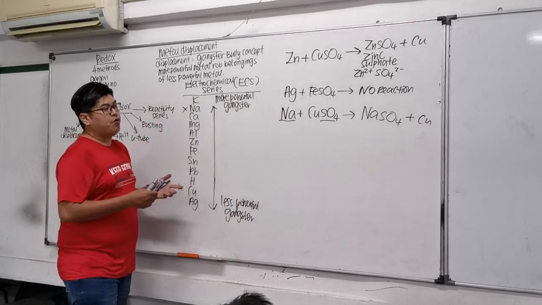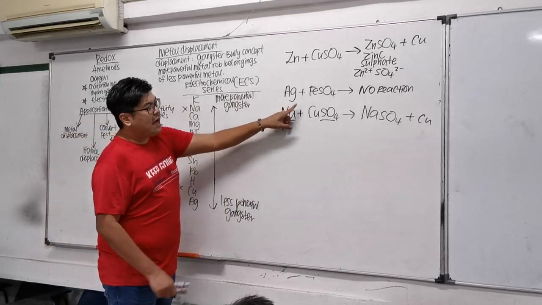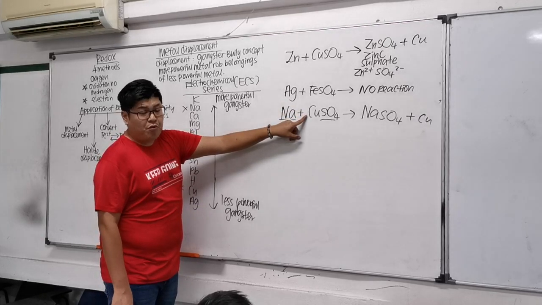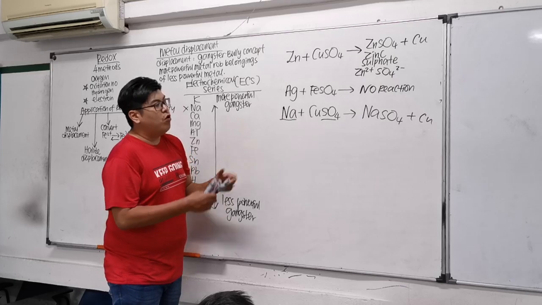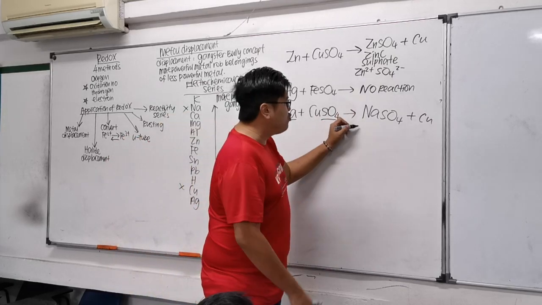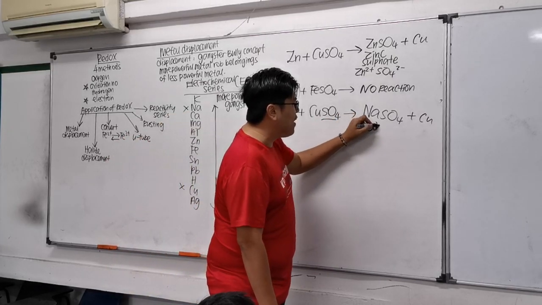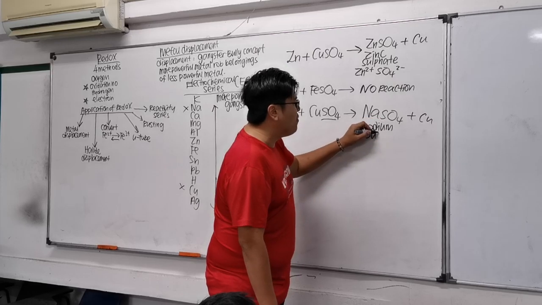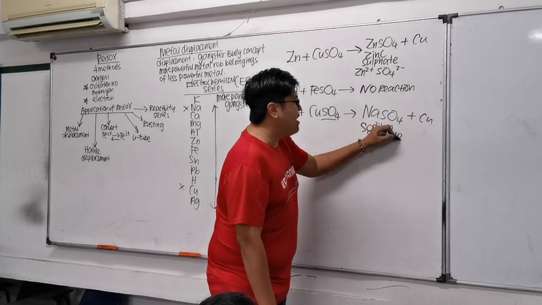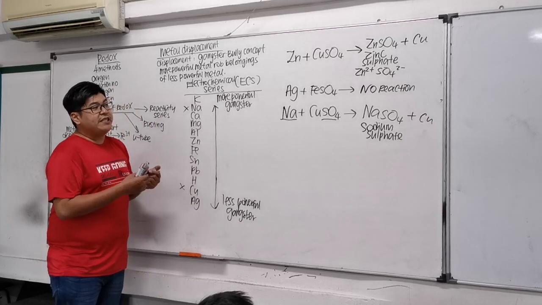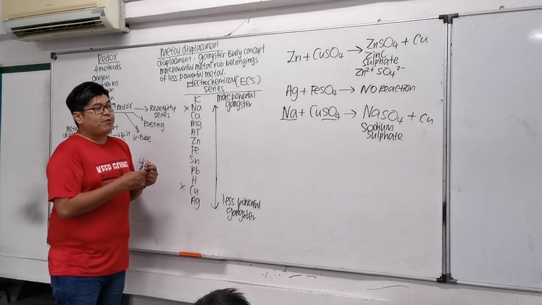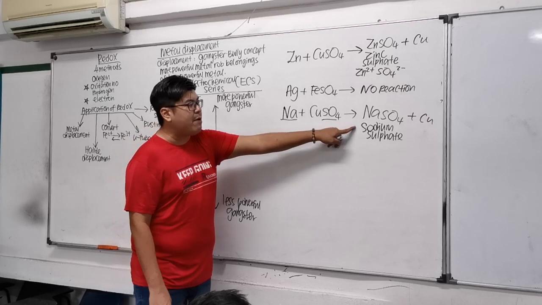Why? Let me show you now. Sodium is higher than copper in ECS. That's true. Sodium can rob the sulfate from the copper. That's true. So at the end of the day, you should get sodium sulfate, because when sodium robs the sulfate from the copper, your final product is called sodium sulfate. But what is the formula? You learned this in Form 4 Chapter 3, how you change a chemical name to formula.